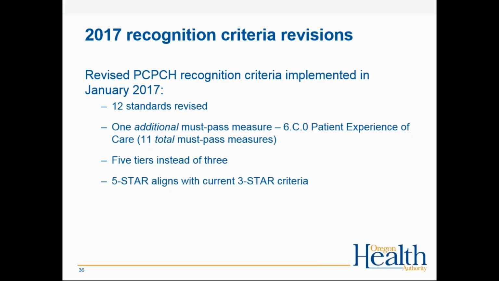There are 5 levels instead of 3, or 5 tiers instead of 3, and the top level, or most robust clinic level of recognition, is a 5-star recognition. This aligns pretty closely with the 3-star criteria that was in place under the 2014 model of PCPCH. So those things are aligned.